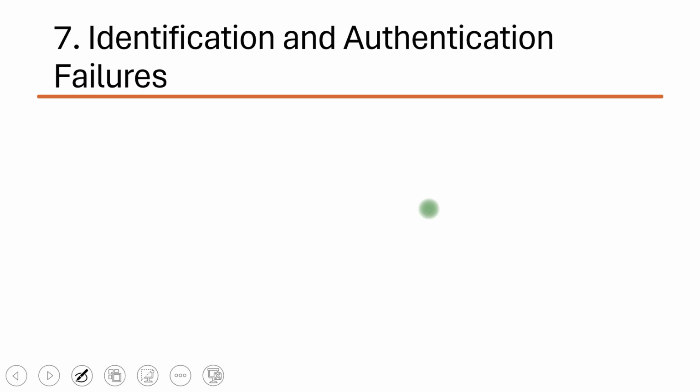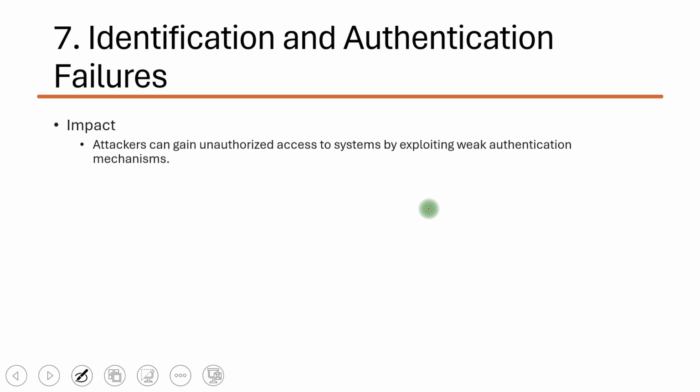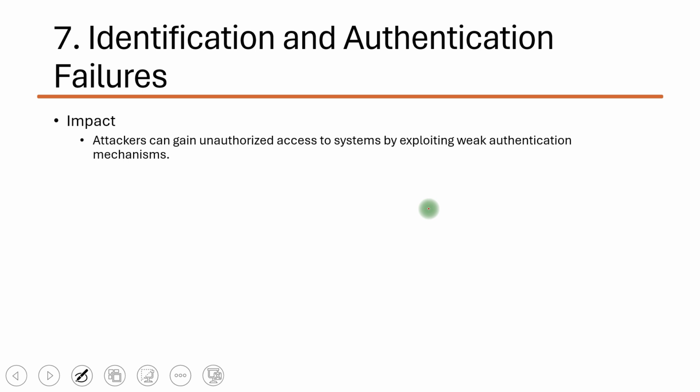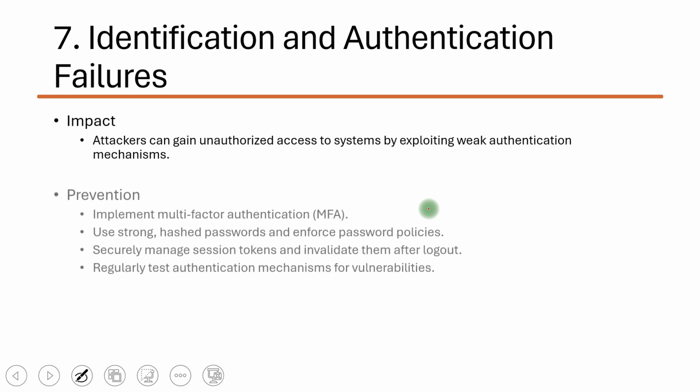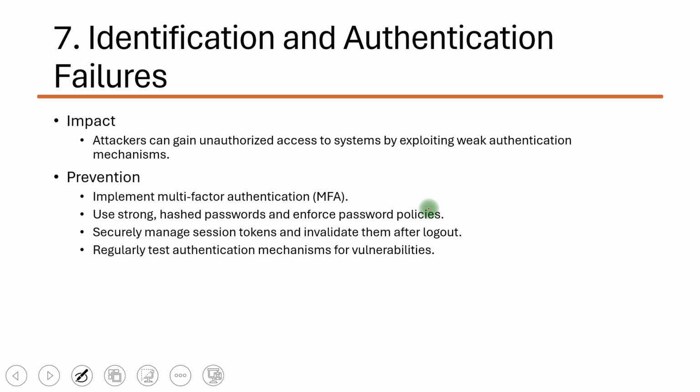So moving ahead, number 7, identification and authentication failures. Impact can be attackers can gain unauthorized access to systems by exploiting weak authentication mechanisms. Prevention: implementing multi-factor authentication, not the one but multi-factor authentication. It can help us avoid the identification and authentication failures.